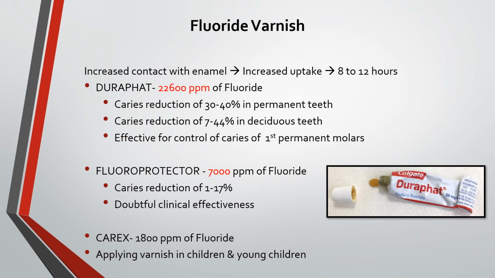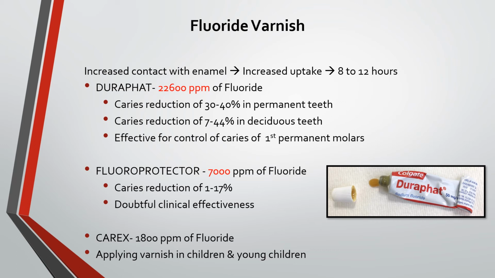And of course the other advantage is that those children, those people who cannot tolerate the tray method, you can go ahead and use this topical fluoride varnish. The advantage over the solution form is that in the solution form you have to keep applying the gel or the solution for at least 4 minutes, but the varnish can be applied in as little as half a minute, because the varnish dries off very quickly and the layer of fluoride varnish remains on the tooth surface. So we have different products like Duraphat, and it has 22,600 parts per million of fluoride.